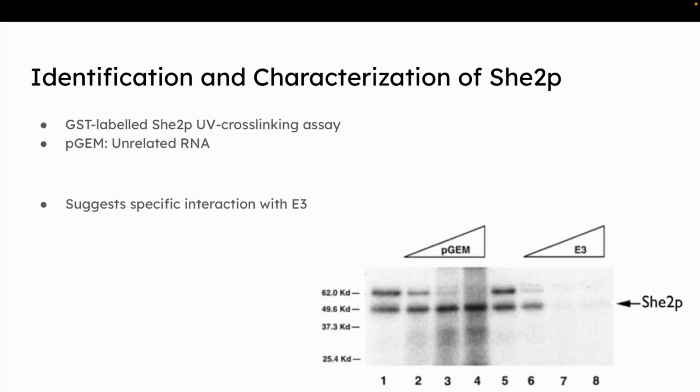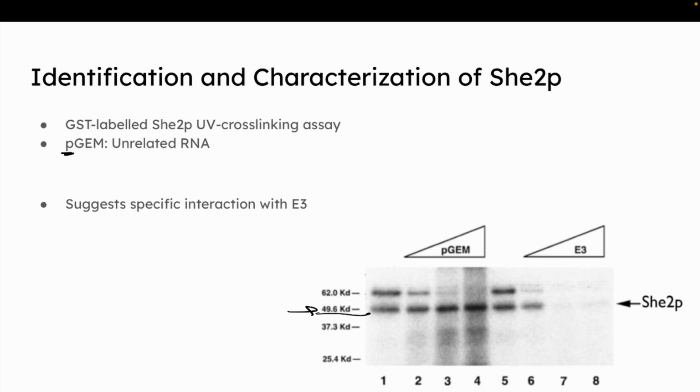And so they also found another protein called She2p, but I'm going to call it SHEP2. And to confirm that this did play a role, they basically used GST-labeled She2p, and then they used a UV cross-linking assay. And what they did was they took unrelated RNA that was labeled. And so obviously if you have unrelated RNA, you're still going to get binding of She2p, because it will have random binding, like it's fine, right? And we're specifically looking for mRNA that contains the localization element. So you can see this here.